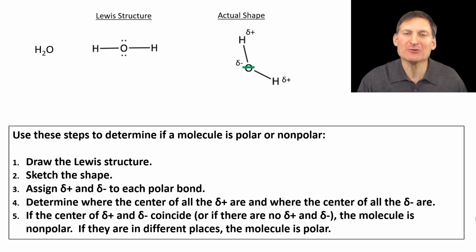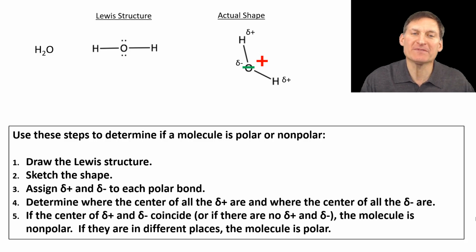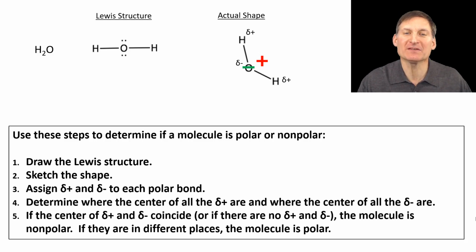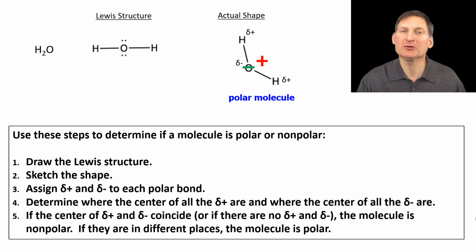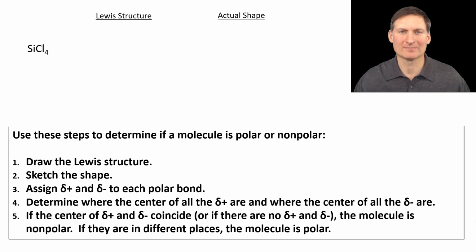For the center of positive, we have one positive here and one positive here. So to find the center of those two positives, imagine a straight line between the two, and the center of that line is the center of positive charge. Finally, in step 5, we can see the center of negative here is not in the same place as the center of positive here. Therefore, water is a polar molecule. Unlike the previous example, carbon dioxide, here we had a molecule with polar bonds that was also a polar molecule.